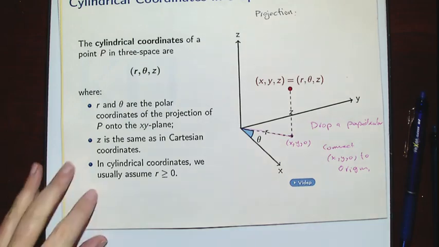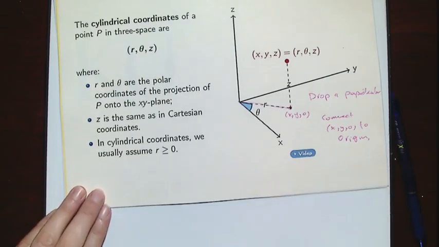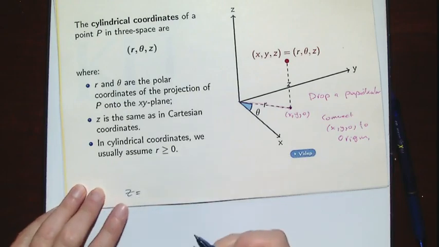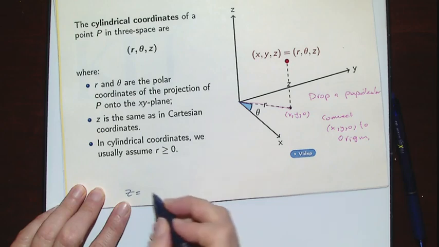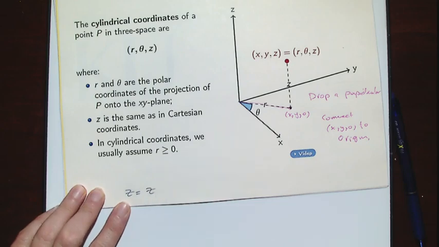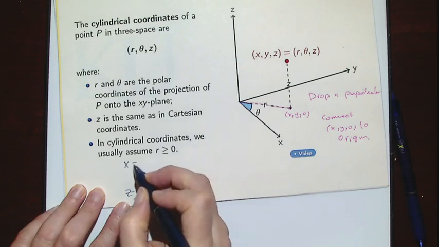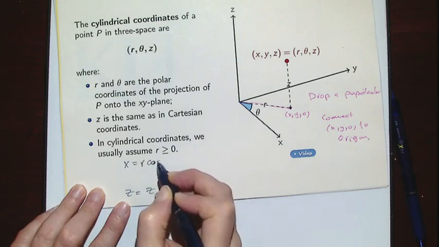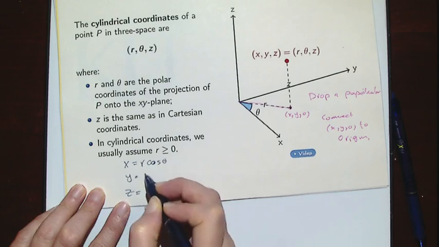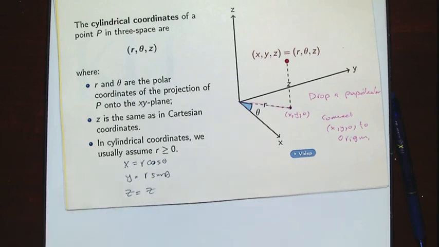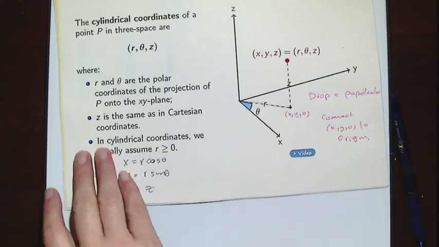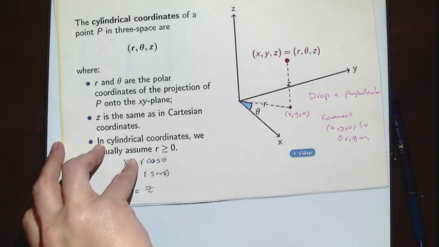So tell me, what is the conversion in here? What is the z conversion? Z stays the same. What about x? r cosine theta, y is r sine theta. So all the conversions are like polar, except that z stays the same. The x and y conversions and the r and theta conversions are the same. Fair game?